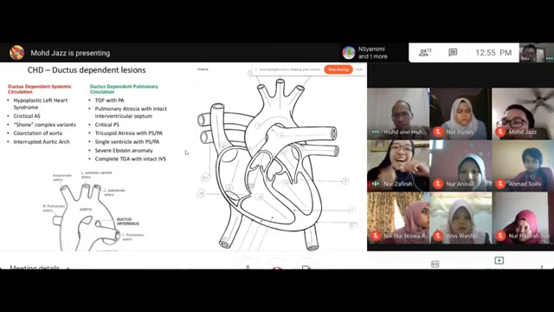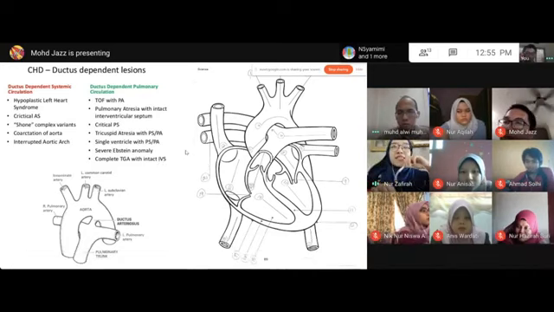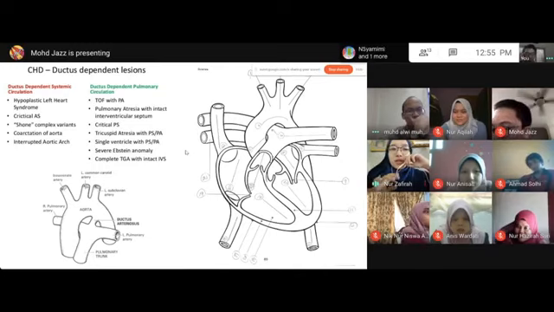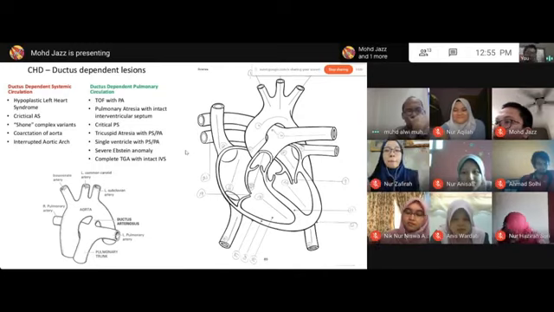I have a question about the ductal dependence. Does the ductal dependence only depend on the patent ductus arteriosus, or also on anything like ASD or VSD? Okay, good question. To be honest, I am not sure about the answer. I open the question to the doctor.